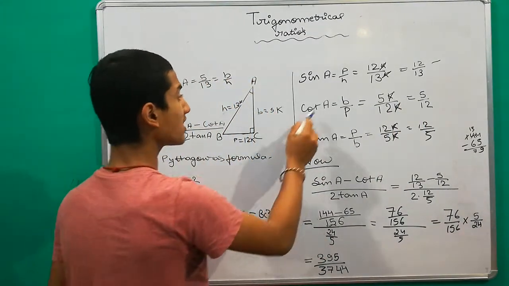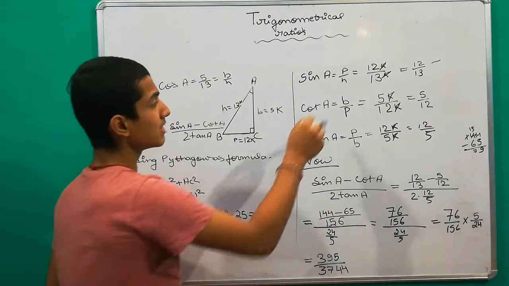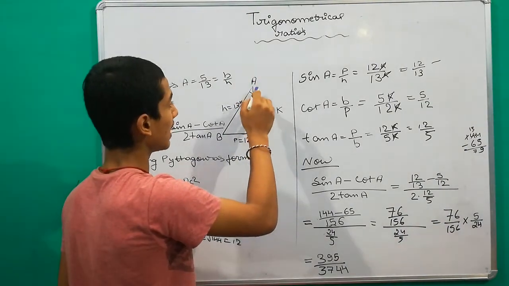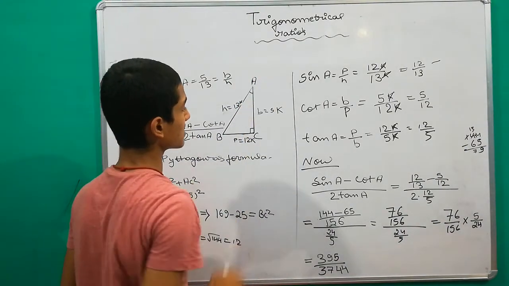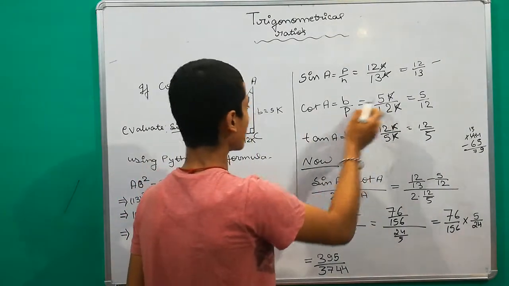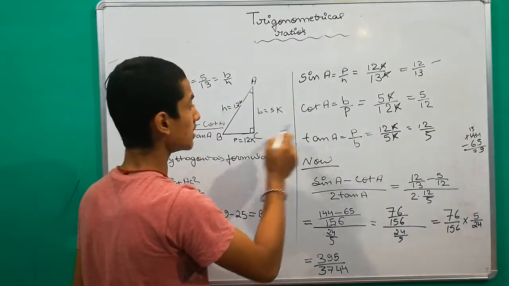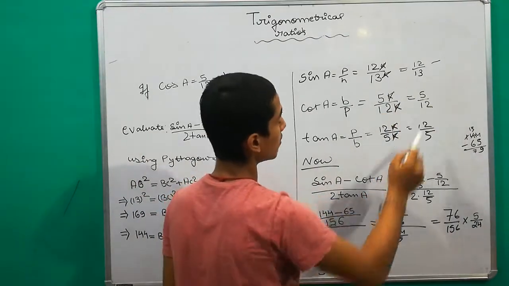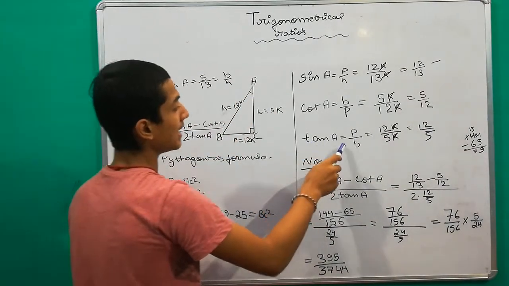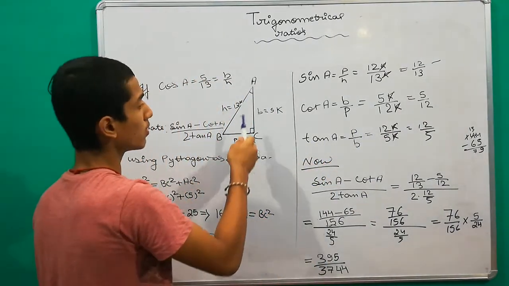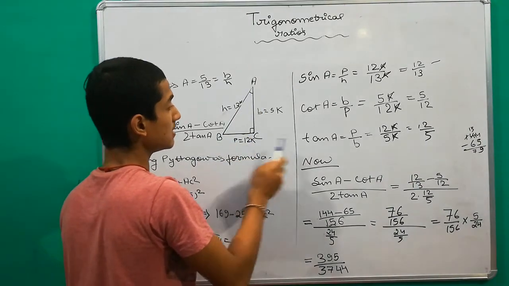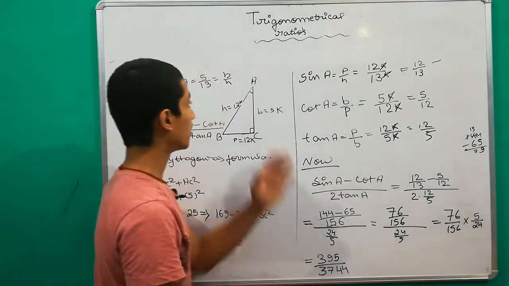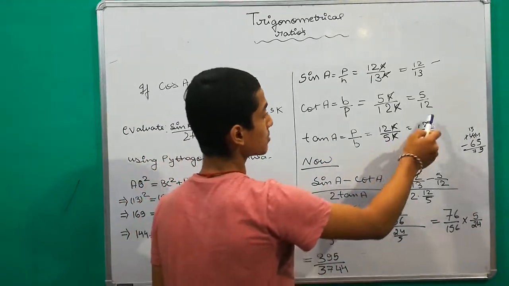And friend, now cot A. What is the value of cot A? Cot A equals B by P. For angle A, the base is the adjacent side AC, so the value is 5k, and P is BC, so the value is 12k. The k's reduced, it will become 5 by 12. And friend, tan A equals P by B. P is BC, so we put the value 12k, and B is 5k. The k's reduced, giving 12 by 5.